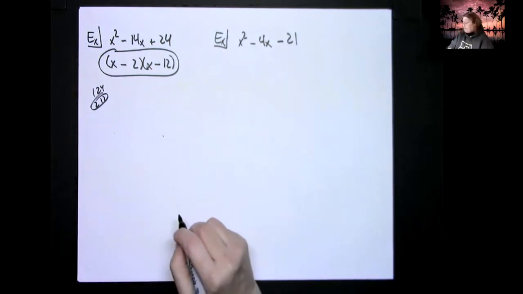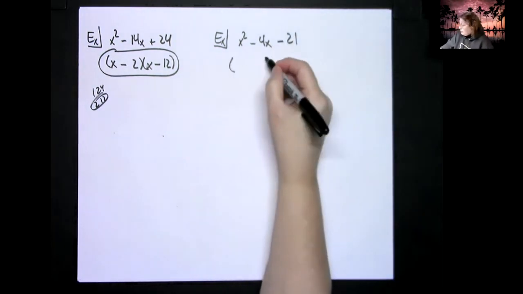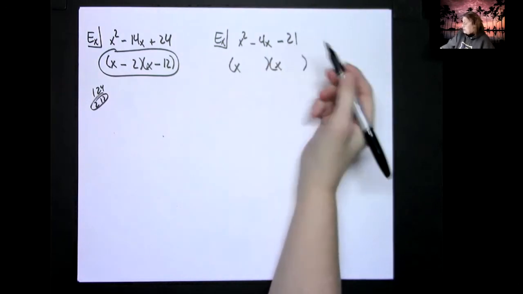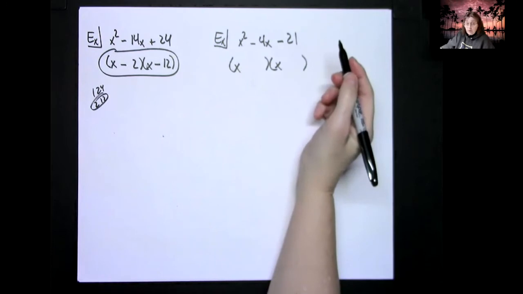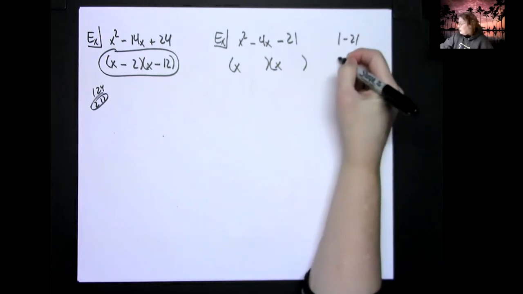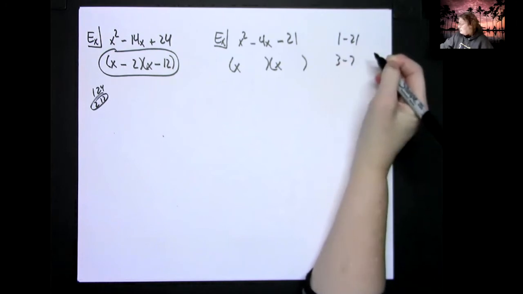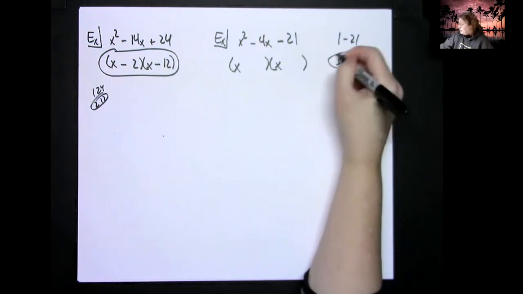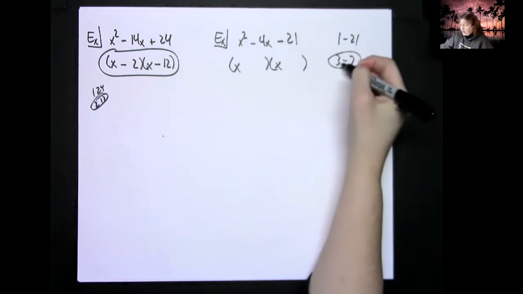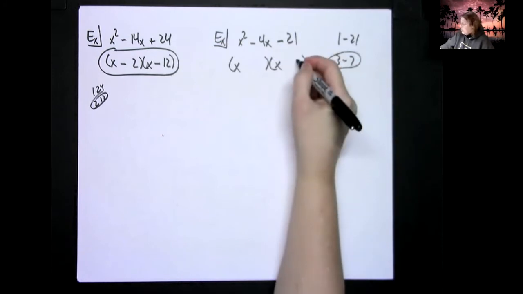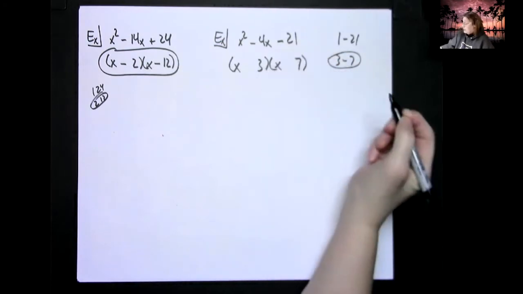Okay, so again, leading coefficient of 1. So we know it's going to be x and x. If I start working with 21, I don't have a lot of factors to choose from: 1 and 21, 3 and 7. Those are about the only factors of 21. So I know it's going to be 3 and 7, because if I subtract them, I'm going to have a 4. So one of the numbers will be a 7, one of them will be a 3.